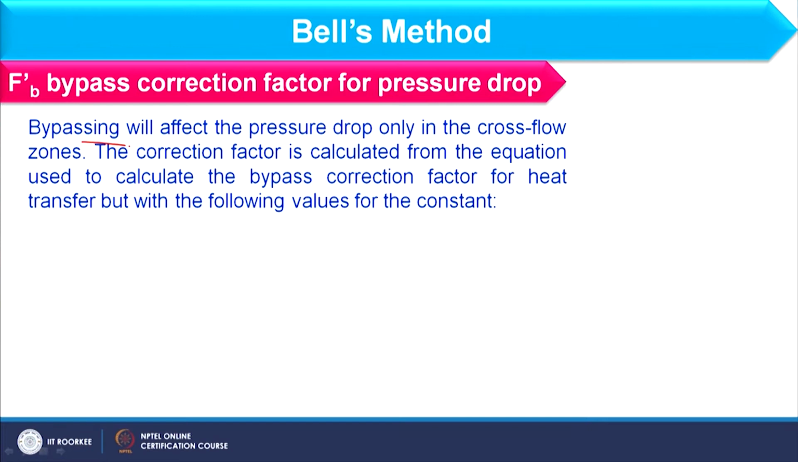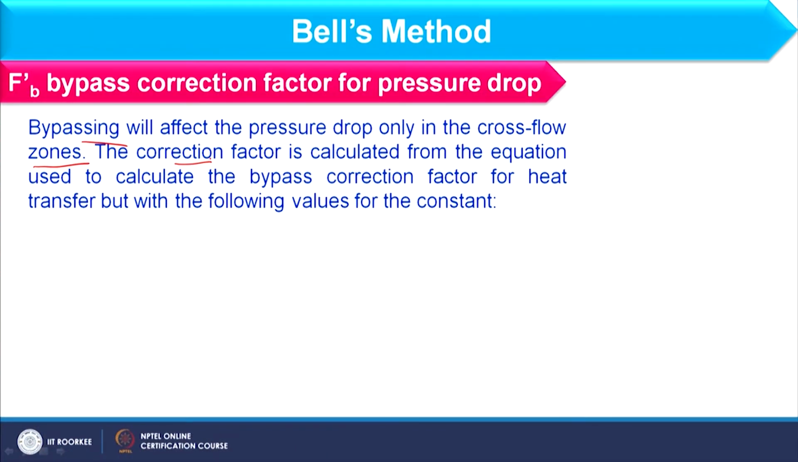First of all, let me speak about the bypass correction factor for pressure drop. Bypassing will affect the pressure drop only in the cross flow zone. As I have already told you, whatever fluid is available in the bypass zone, putting sealing strips, we bring it to the cross flow zone. Therefore, the bypassing effect should be considered in the cross flow zone. So, the correction factor for this is calculated from the equation used to calculate the bypass correction factor for heat transfer, but with the following values of constant.